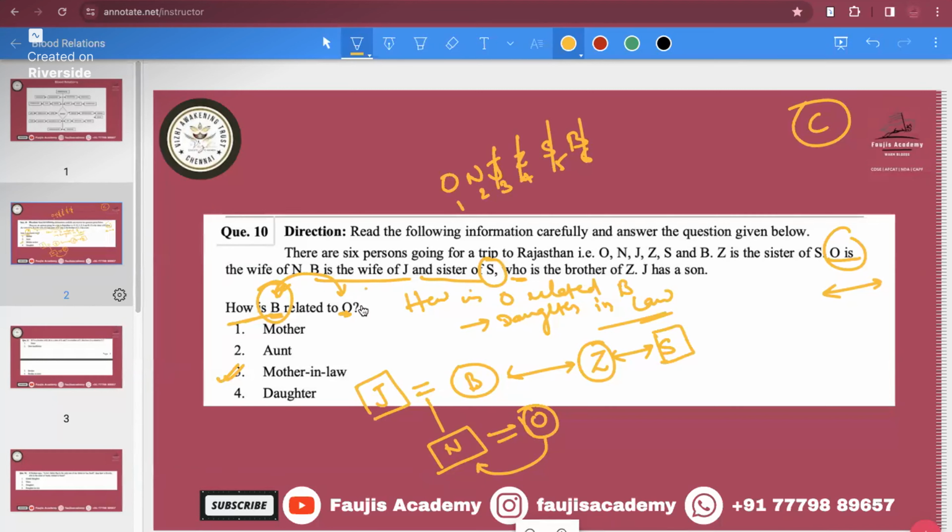Just try to understand this from both scenarios. How is B related to O? Over here you have been given only one option, mother-in-law, and not daughter-in-law, otherwise it would have got a little complicated. If they ask how O is related to B, O is the daughter-in-law of B. How is B related to O? That is mother-in-law.